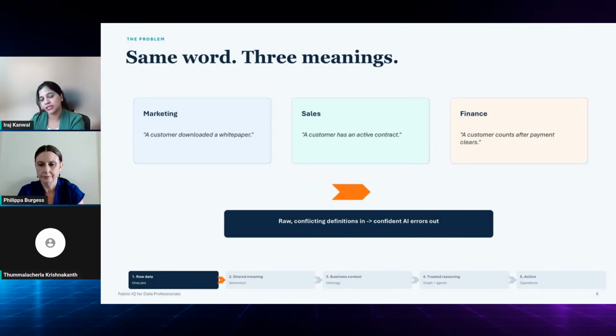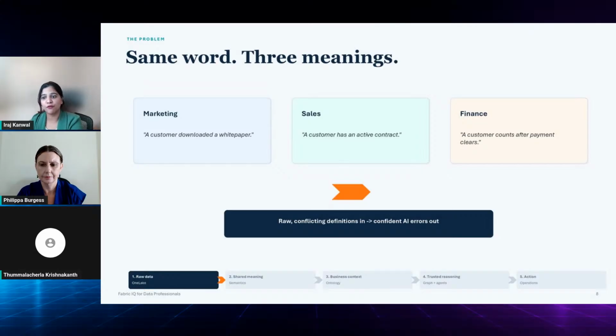Sales may say a customer is someone with an active contract or an opportunity. Finance may say a customer only counts after payment clears, because that is what an active customer means to them. But none of those teams is necessarily wrong. Each definition is reasonable for that team. Where does the problem start?